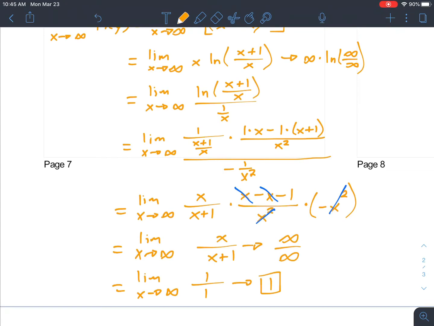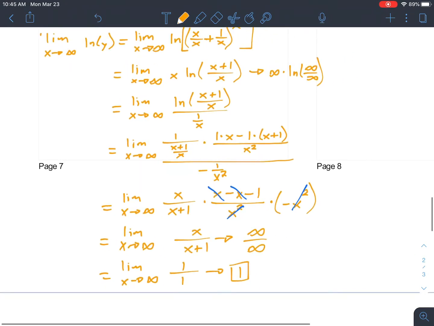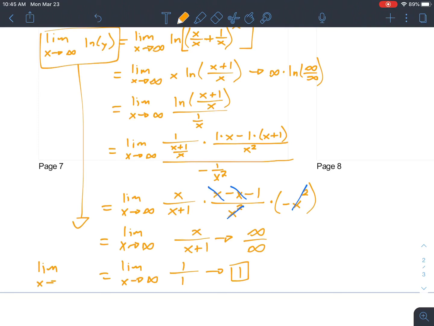But again, that is back from, sorry, let's bring it back down here. This here is what we're equal to. It's the limit as x goes to infinity of the natural log of y. So we have now natural log of y is equal to 1. We have to do e to that power. So that means that y is equal to e to the first power, or if we just get rid of that exponent, y is equal to e.